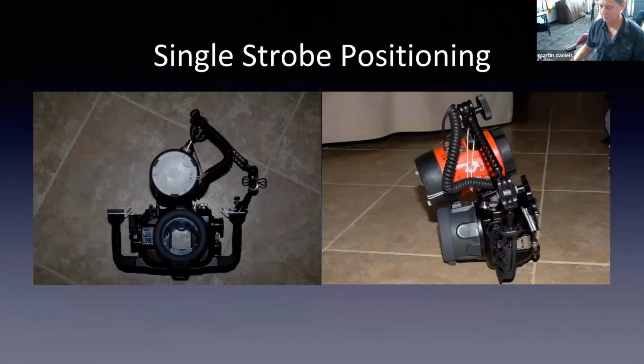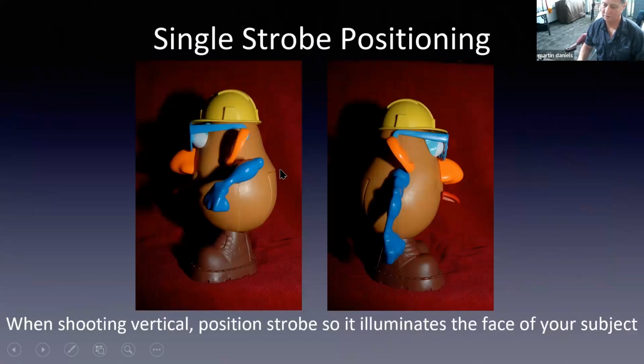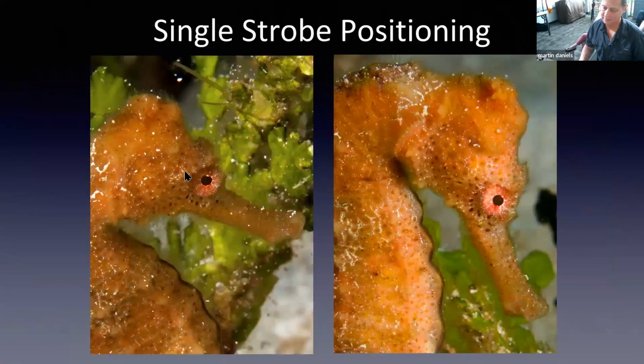So the big drawback of this kind of setup is if you're going to shoot the camera vertical for a subject that's positioned for a vertical shot, if you turn it the wrong way, you'll be illuminating the back of the head. So you always want to turn it the right way to illuminate the face of the subject. So here, the strobe is on this side, and we're illuminating the back of the head of Mr. Potato Head. And here it's on this side. The angle's exaggerated to show this, but here we got the light on the subject. So the real world situation, it's a seahorse, and I originally turned my single strobe to the left and shot it, and then I realized what I was doing.